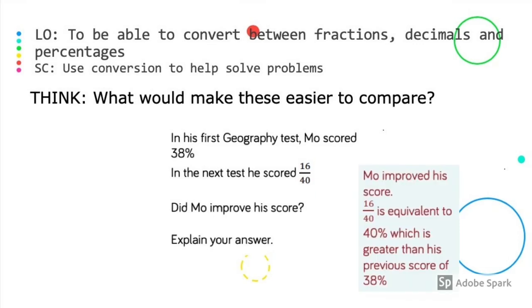On the screen is the answer now. Well done if you got it correct. The answer was that Mo improved his score because 16/40 is equivalent to 40%, which is greater than his previous score of 38%.